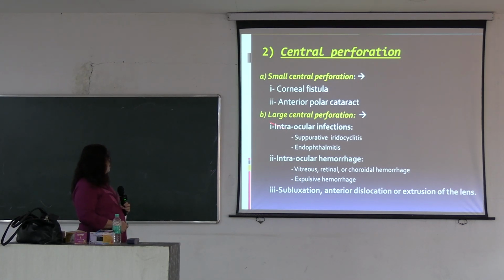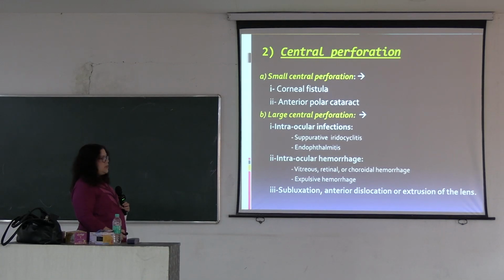Then large central perforation. If a large central perforation occurs, it may lead to suppurative iridocyclitis. It also affects the iris. Then if infection goes inside the vitreous cavity, that is called endophthalmitis.